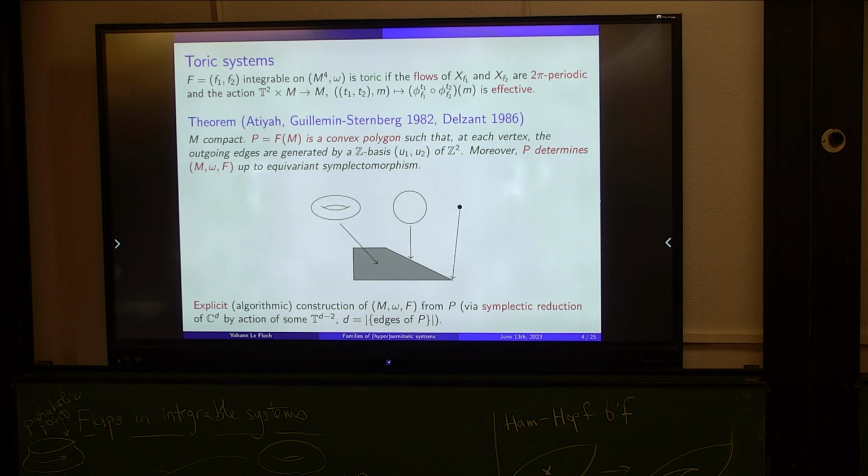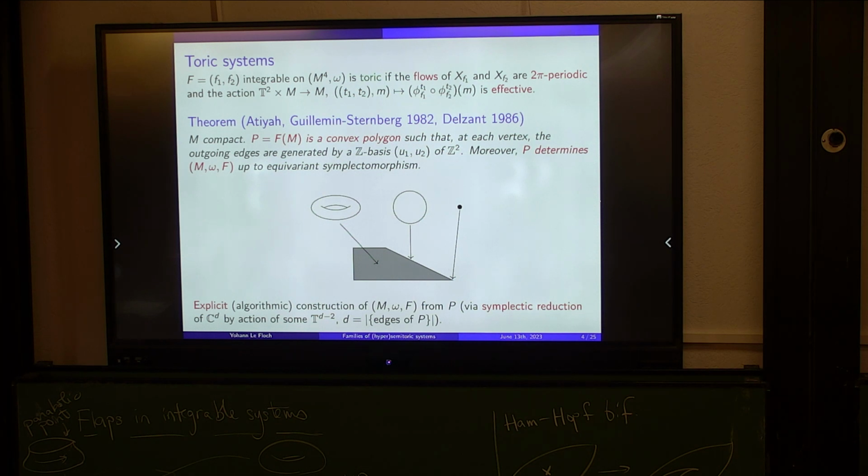This polygon is the image of the momentum map, so it's a result by Atiyah, Guillemin, and Sternberg that it's a convex polygon. And Delzant showed that this cannot be any polygon. There are some conditions. In dimension 4, the only condition is that at each vertex, you look at the emanating edges, and they are spanned by a basis of Z^2. And moreover, what he showed also is that this polygon completely determines the system up to equivariant symplectomorphism. So it means that you are equivariantly symplectomorphic if and only if you have the same polygon.